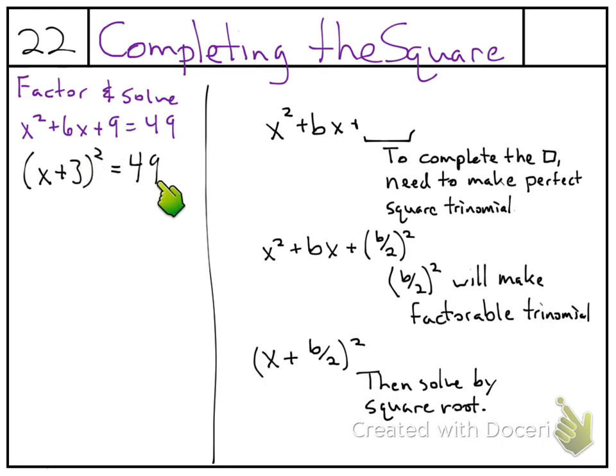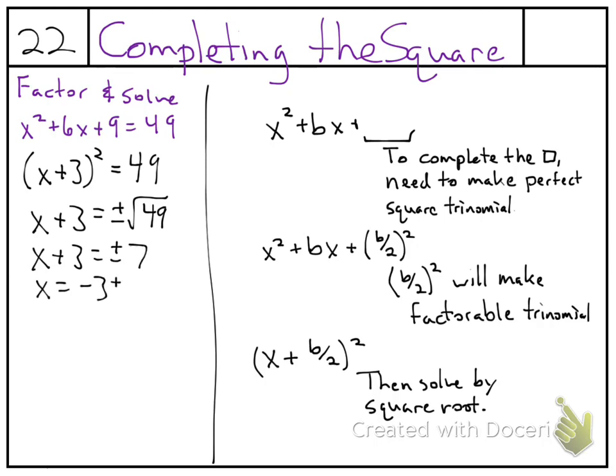Now, in the past, we've always had to have a 0 over here, but let's continue on this process. From here, I can take care of the square by taking the square root of both sides, and that gives me x plus 3 equals plus or minus the square root of 49, which gives me x plus 3 equals plus or minus 7. We now subtract 3 from both sides, and we get negative 3 plus or minus 7. So our two answers are negative 3 plus 7 and negative 3 minus 7, and we get 4 and negative 10.